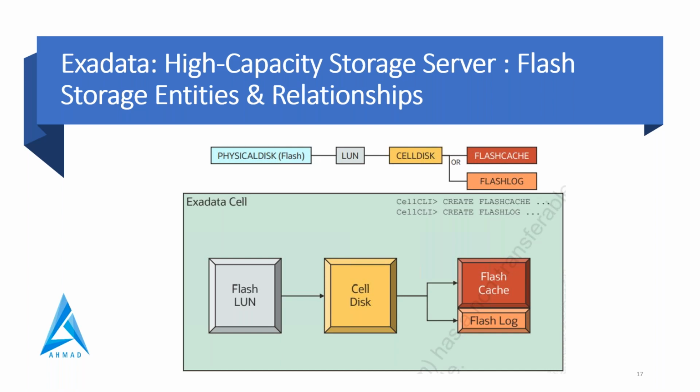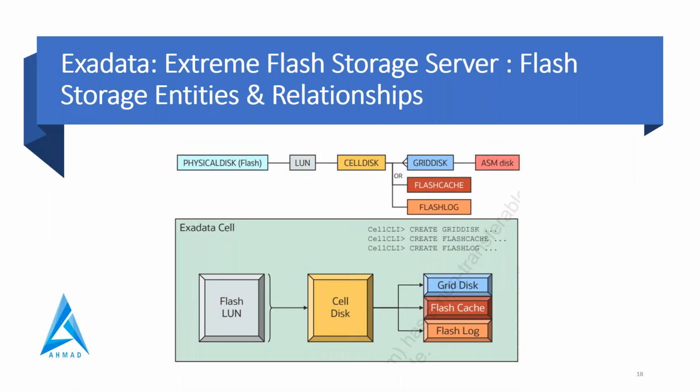And as I said, if you go to the next slide, here you are creating grid disk, creating flash cache, and creating flash log. So you have flash LUN, cell disk, then grid disk, then flash cache, then flash log. So the Exadata X8M-2 Extreme Flash storage server contains 8 high performance flash drives. Remember that, 8 high performance, and each flash drive has a capacity of 6.4 TB, as I said.